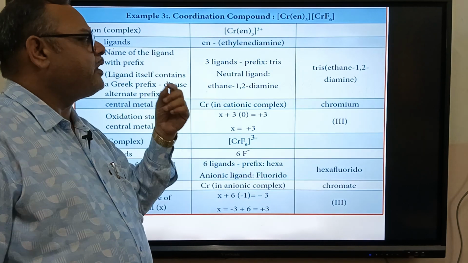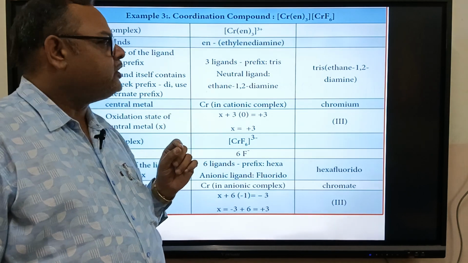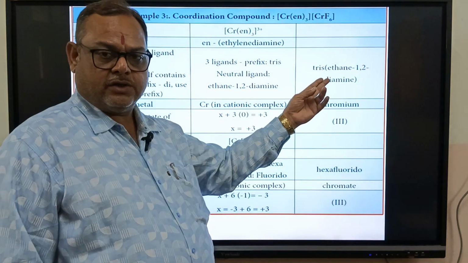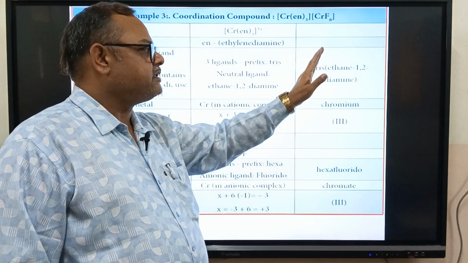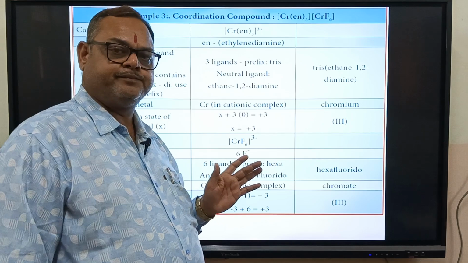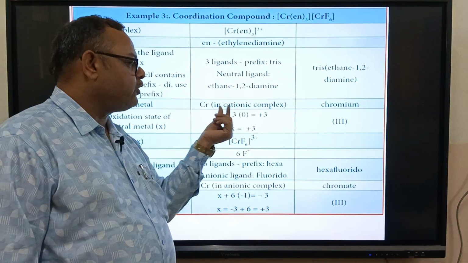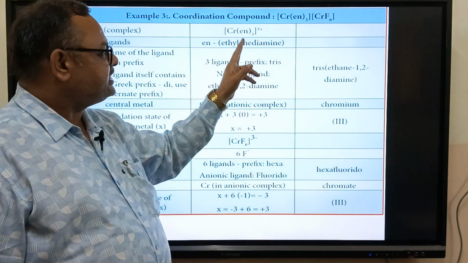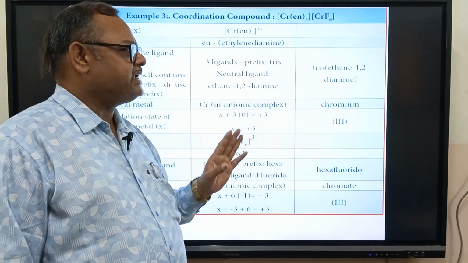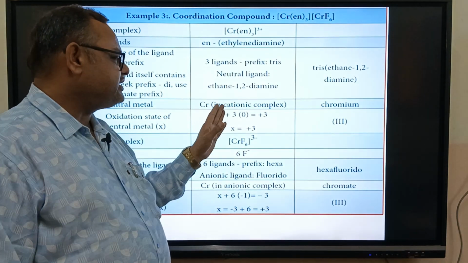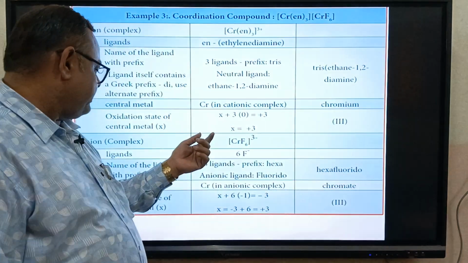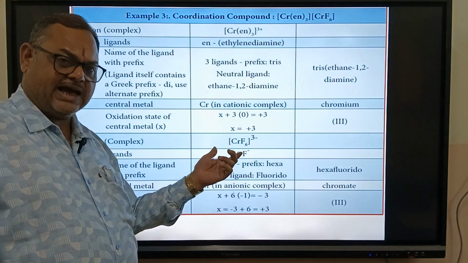Now since the name already has a numerical prefix di, to indicate 3 we will not be writing tri, rather we will be writing tris. So the name of the ligand becomes tris, then in a small bracket we will be writing ethane-1,2-diamine. Then the central metal, chromium. Oxidation state, since the complex has a charge of 3 plus and ethane-1,2-diamine is a neutral ligand, the oxidation state of chromium will come out as 3. So it becomes (III).